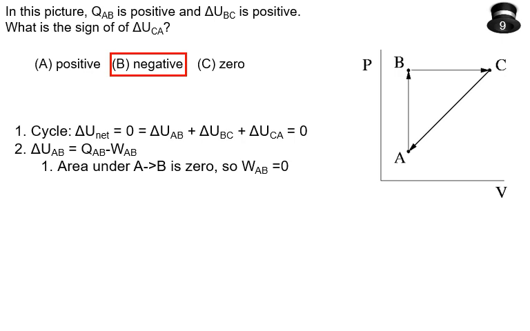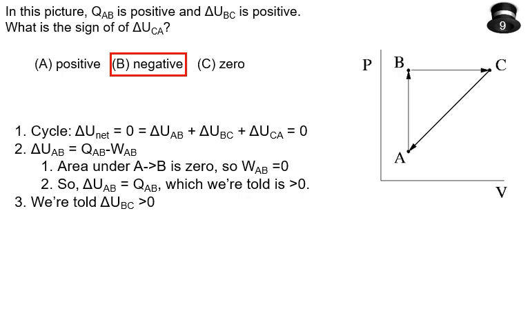And the area under the curve here for step A to B is 0, right? There's no change in volume. So the work for step A to B is 0, so we actually know then that the heat added to the system for step A to B is also equal to the change in internal energy for step A to B. We're told that the heat added to the system for step A to B is positive. Therefore, the change in internal energy for step A to B is positive. Okay, so now we know what the sign of the change in internal energy for step A to B is.